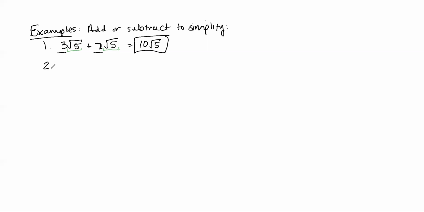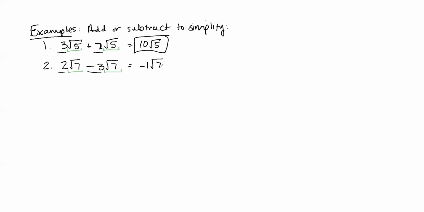So let's go ahead and try another one. 2 square root of 7 minus 3 square root of 7. Again, make sure that your radicand and root are the same. We have the square root of 7 and square root of 7. We can combine. So let's go ahead and make sure you pay attention to if it's addition or subtraction. We have 2 minus 3, which gives us negative 1 square root of 7.